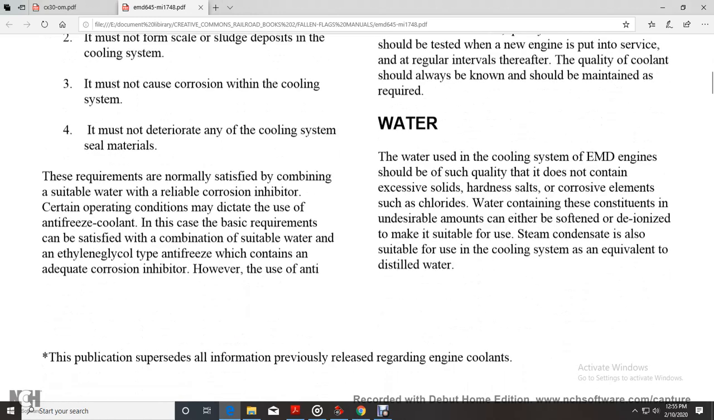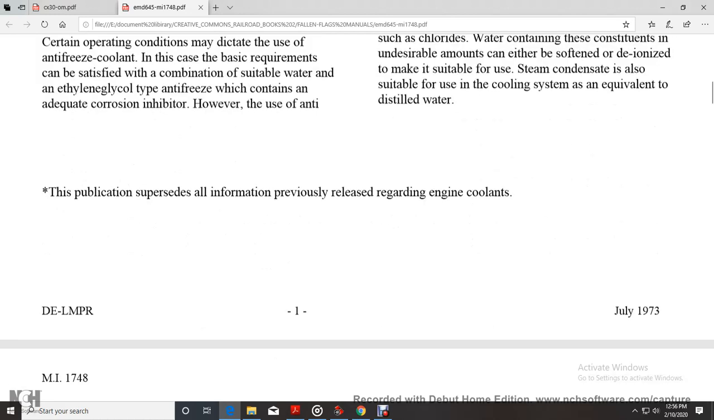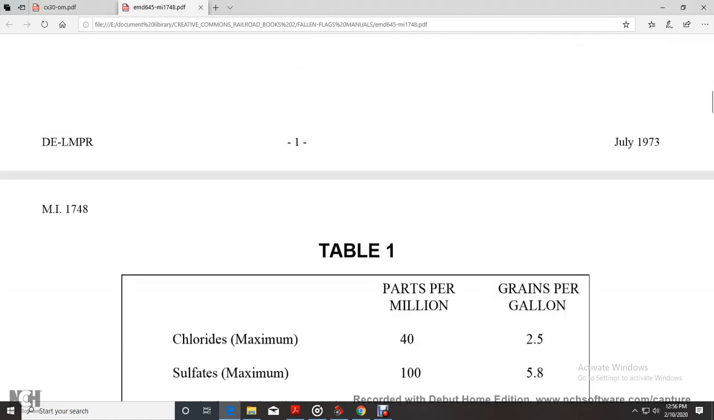Water used in the cooling system of the Electric Motor Division engine should be of such quality that it does not contain excessive solvents, hardening salts, or corrosive elements such as chlorides. Water containing undesirable amounts of these constituents can either be softened or deionized to make it suitable for use. Steam condensate is also suitable for use in the cooling system, equivalent to distilled water. This publication supersedes all information previously released regarding engine coolants.